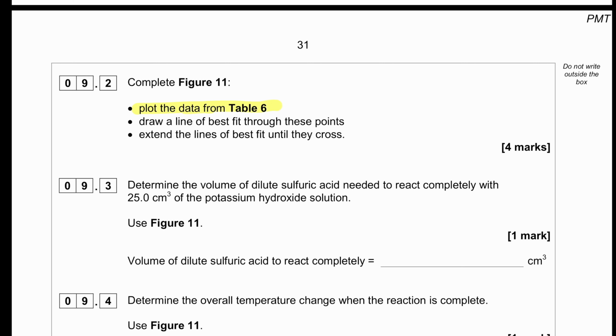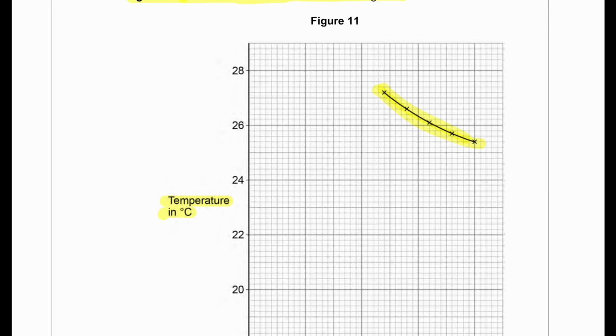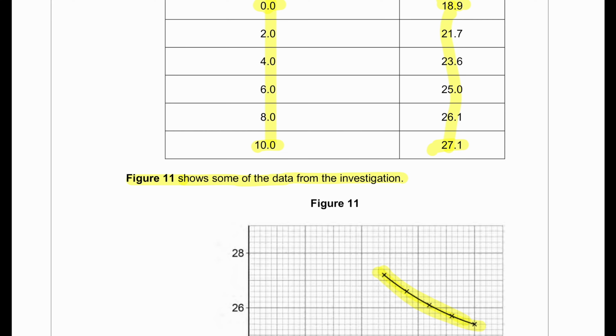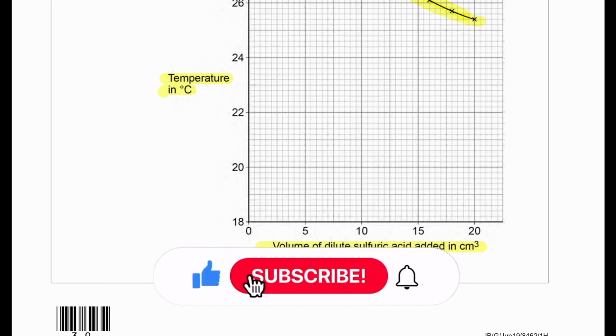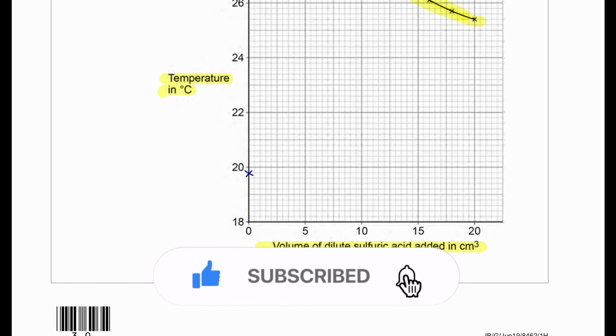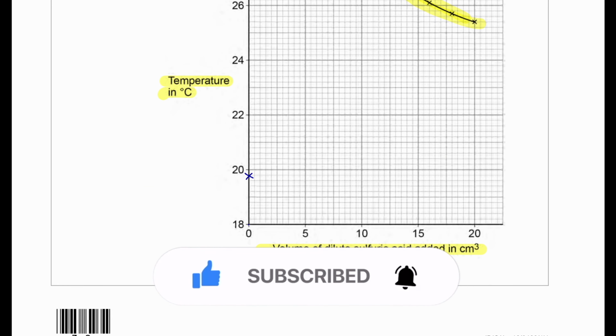Plot the data from table 6. Draw a line of best fit through these points. Extend the line of best fit until they cross. So table 6: 0, 18.9. 2, 21.7.